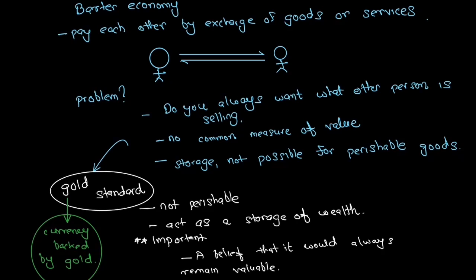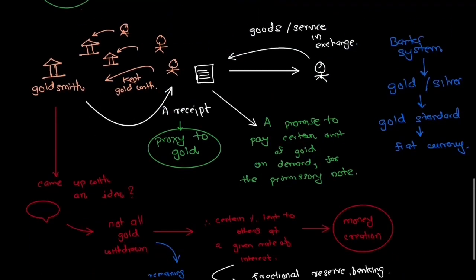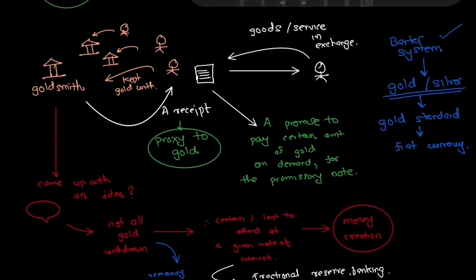Correct? So I've just drawn a small diagram over here. I'll show you. Basically, first came the barter system. You can see it on the right-hand side of your screen. Then we came to gold and silver, correct? Gold and silver were being used for exchange. And then came the gold standard. So the gold standard is nothing but paper currency that was backed by gold. And then finally we came to what we have today, the money, that is the fiat currency. Okay. Now how did this come about and what exactly happened? Let us look into it.